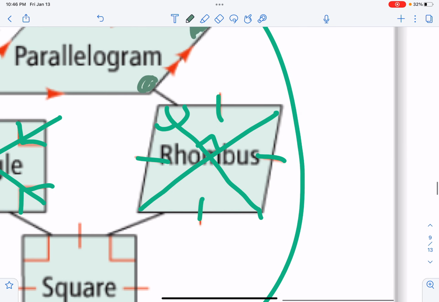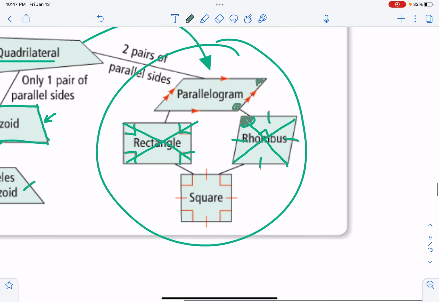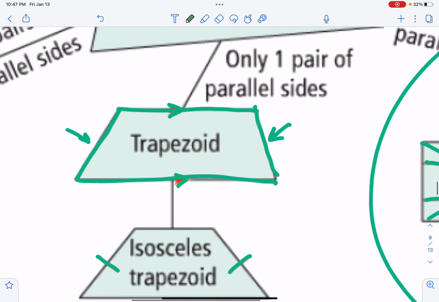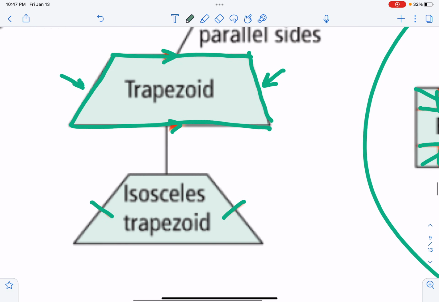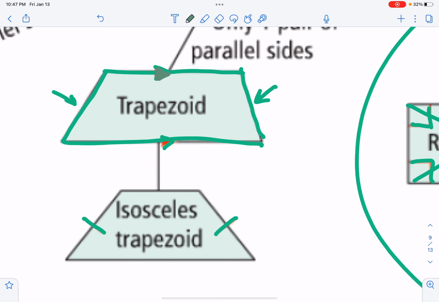A rhombus adds that all sides are the same. The diagonals cross at a right angle, and the diagonals bisect the angles. And then a square fits all of those categories. We talked about trapezoids. The rule for trapezoids is that these two are parallel.